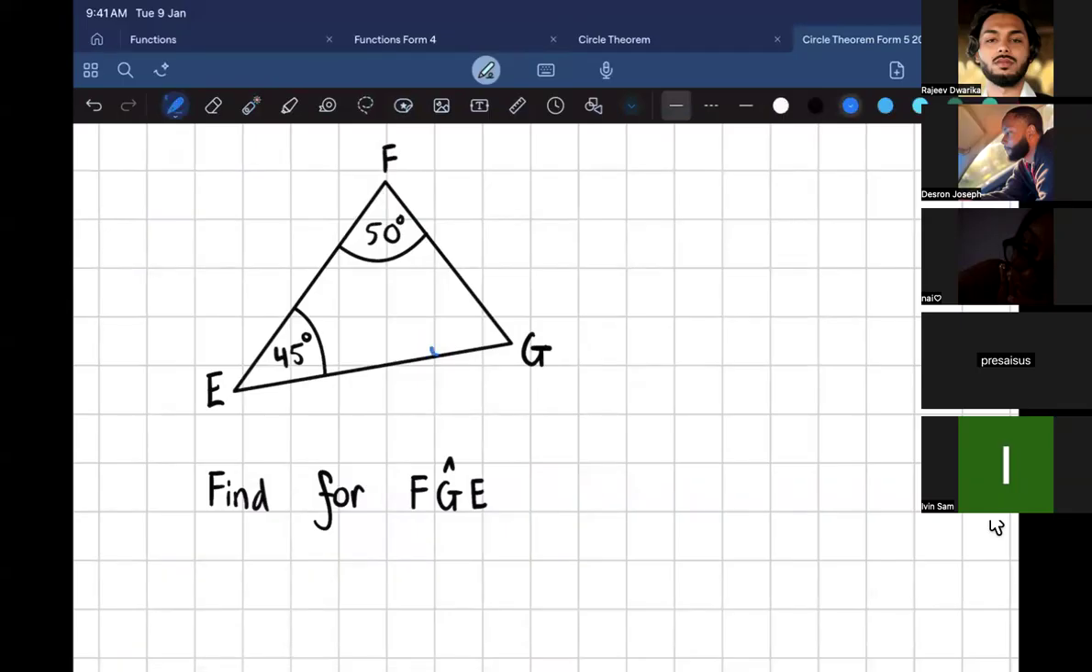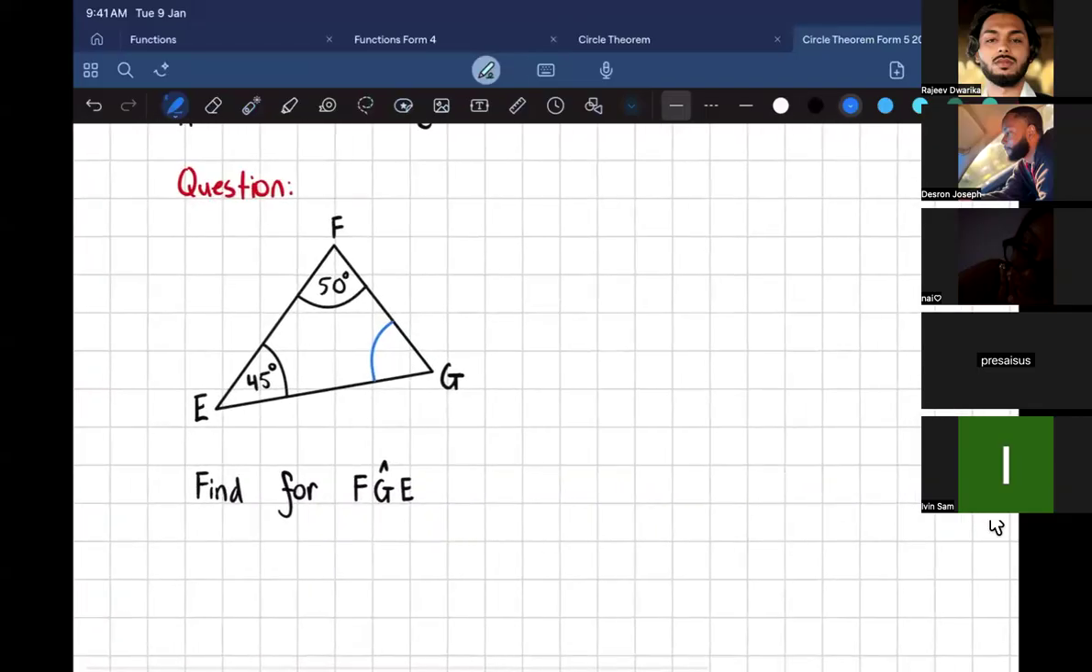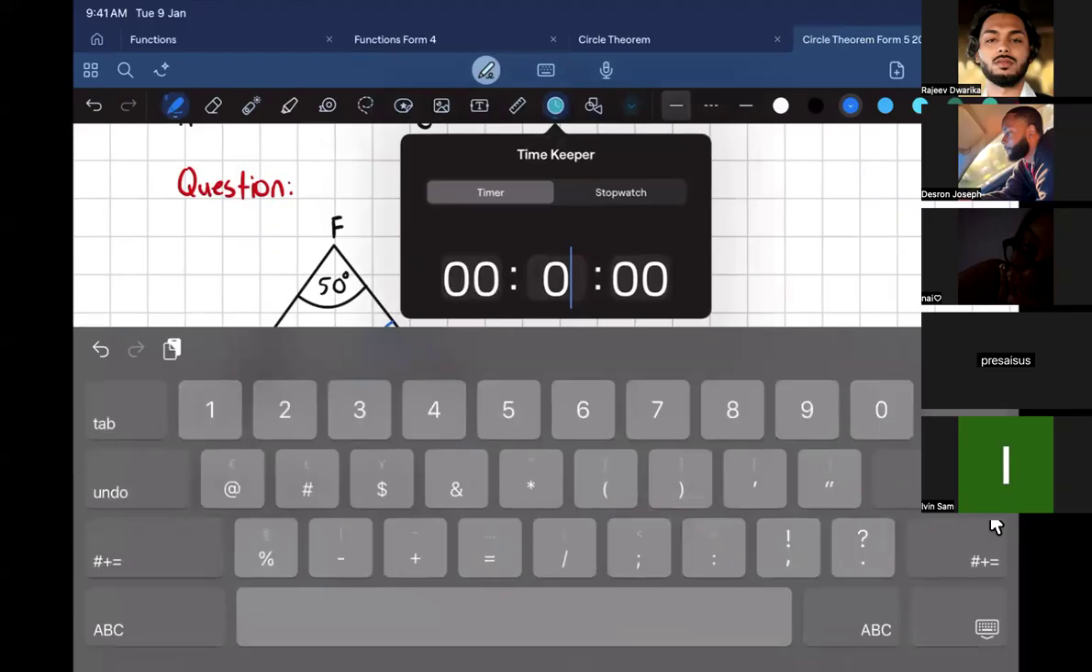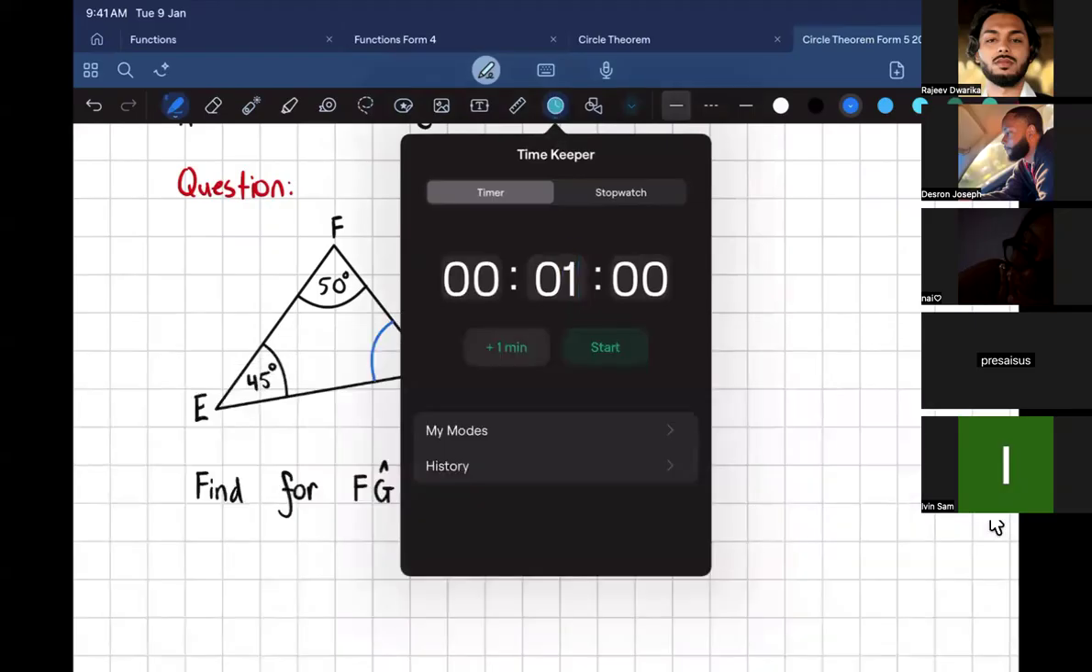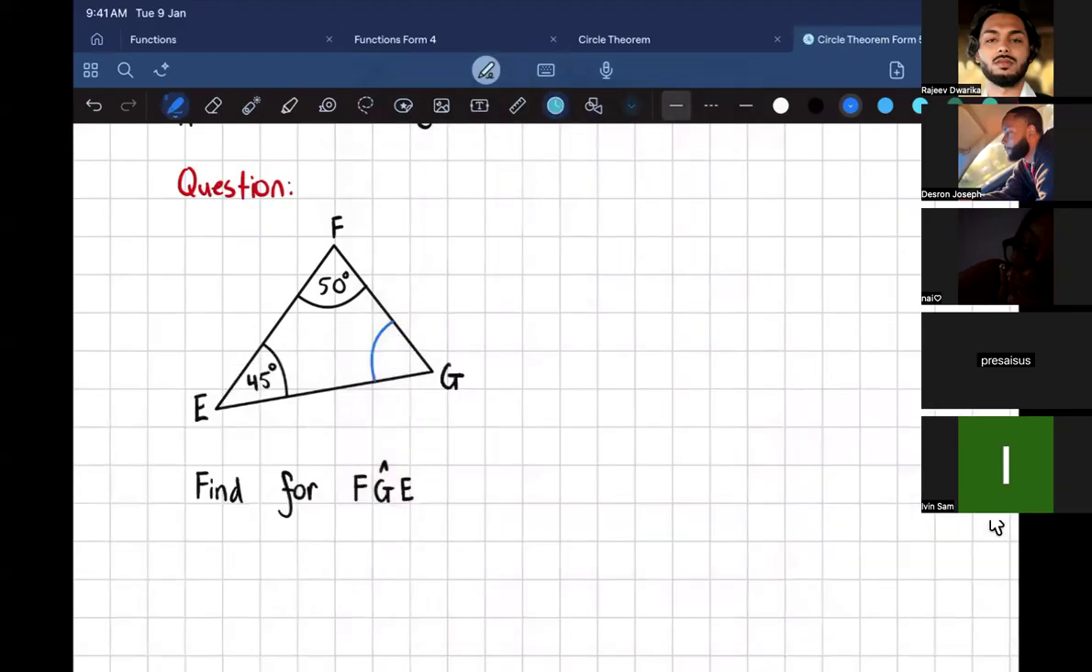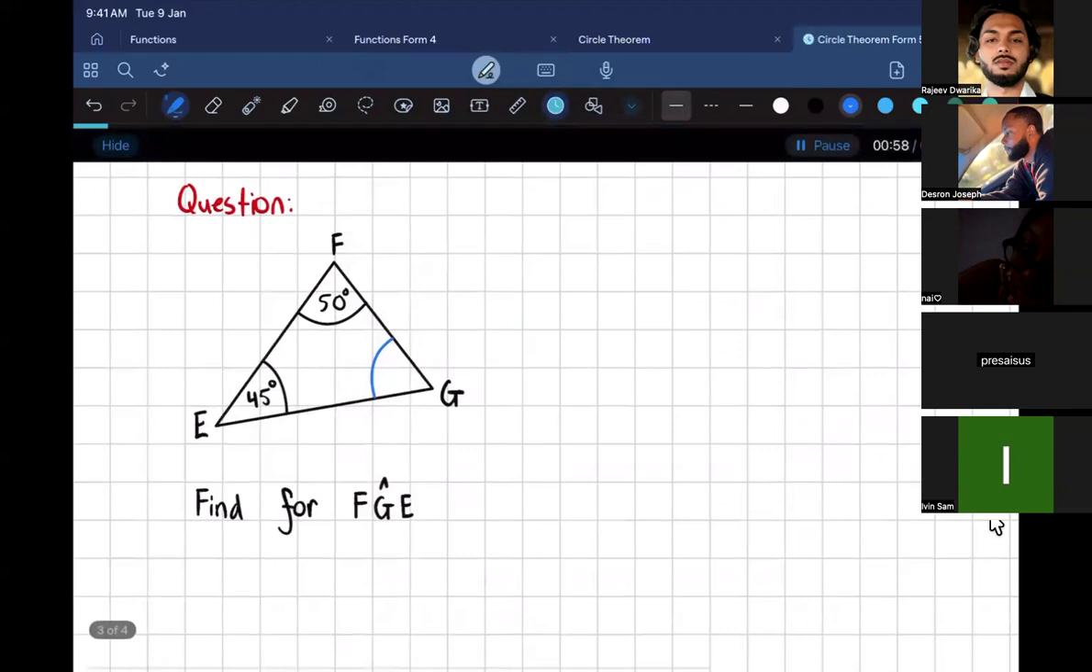How would I find angle G? Let me see if I can figure that out. I'll give all y'all a minute. Do it fast and send me the answer on WhatsApp. Perseus, don't tell me the answer just yet.